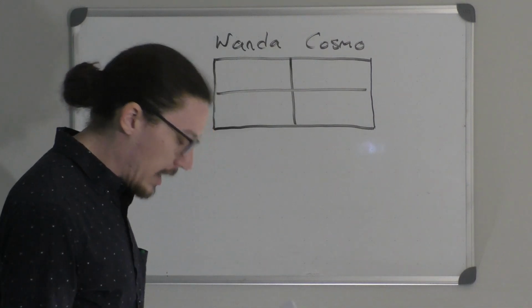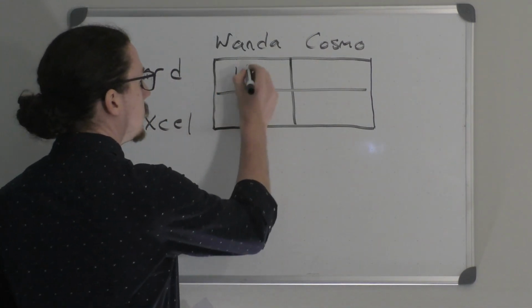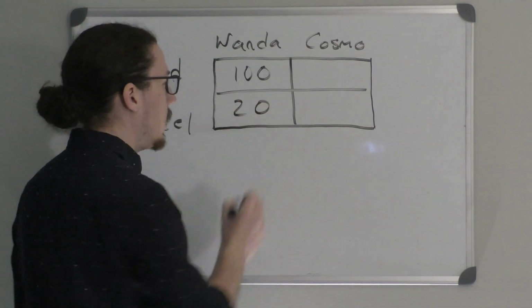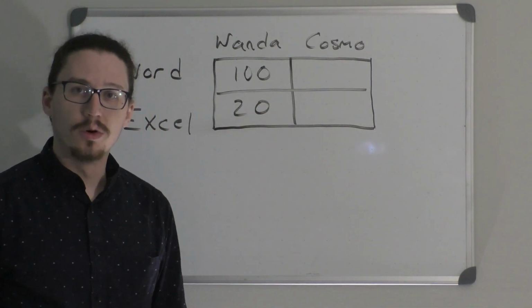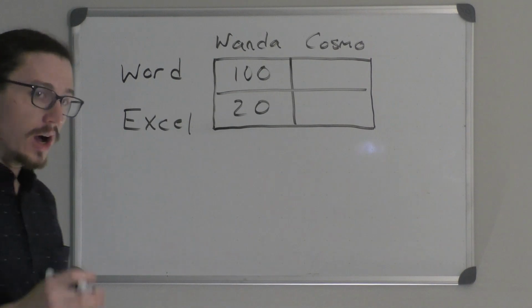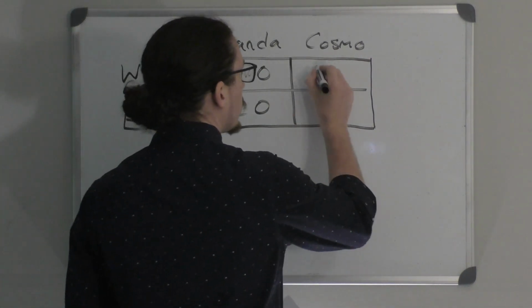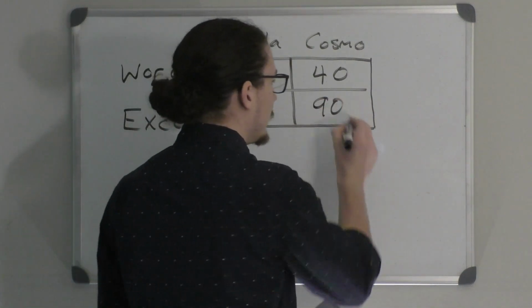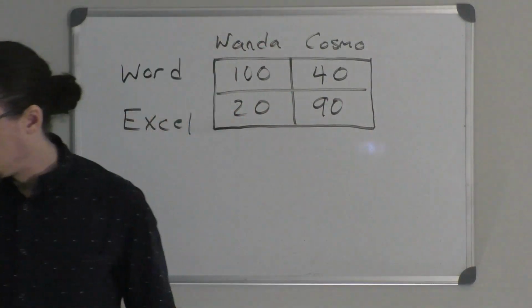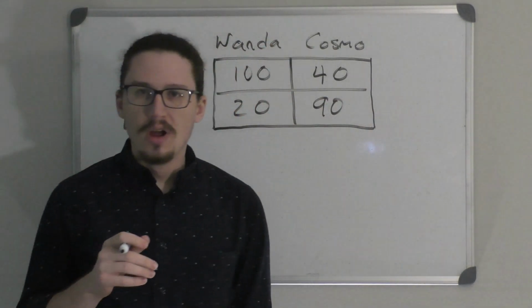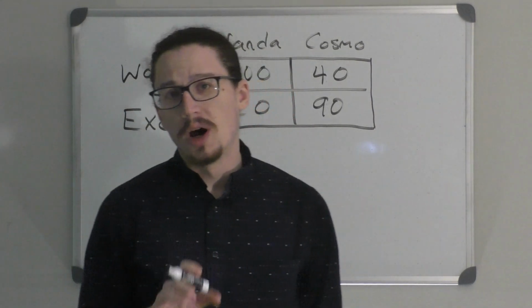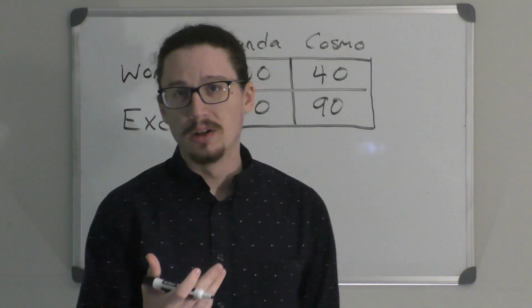All right, and we're going to say we've got two consumers. We've got Wanda and Cosmo. Wanda is willing to pay $100 for Word, and she's willing to pay $20 for Excel. Cosmo is willing to pay $40 for Word and $90 for Excel.